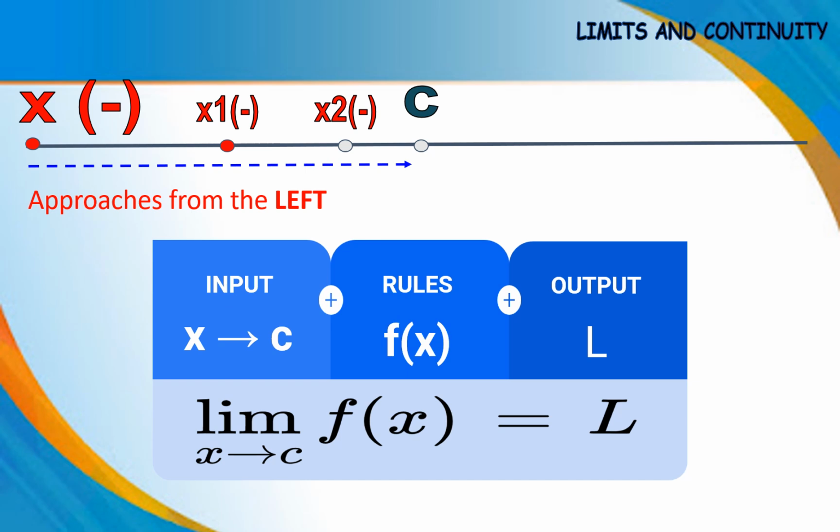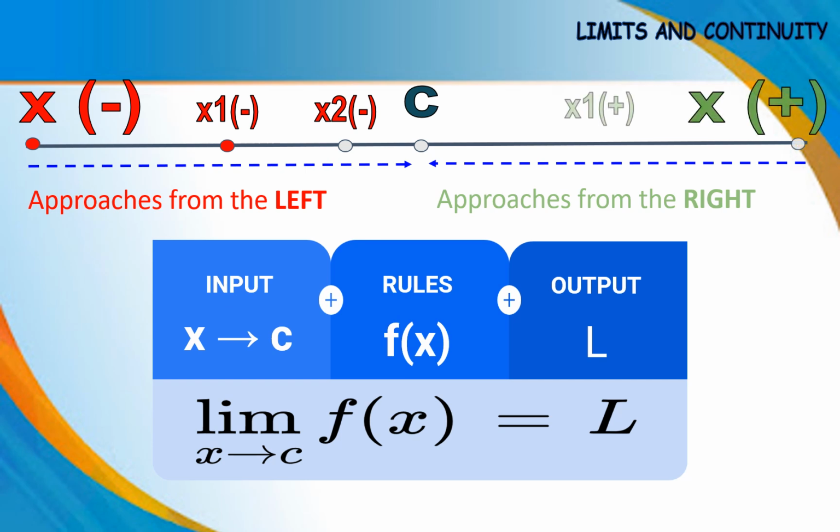And another way of evaluating the limit of a function is by looking at it approaching from the right side. We call that approaching from the right side of c. And of course, the positive sign is just a notation to remind you that you are approaching from the right. Please take note of that, as it will be very important when we start using our table of values in the next video.